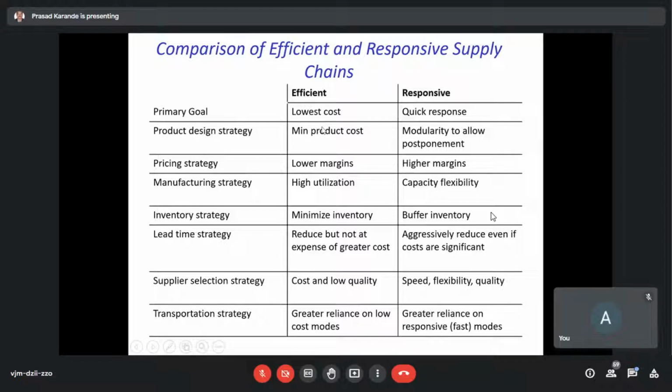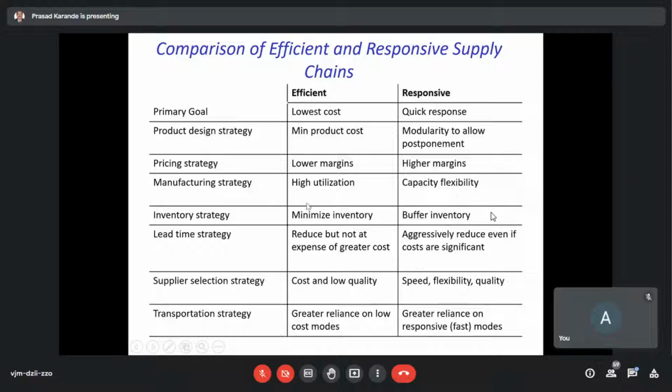Then product design strategy: minimum product cost in case of efficient, and moderate modularity to allow postponement. This is expected in responsive supply chains as far as the product design strategy is concerned. Then pricing strategy: low margins in case of efficient, and higher margins are possible in case of responsiveness. Manufacturing strategy: higher utilization in case of efficient supply chains, and capacity flexibility in the responsive ones, because यहाँ पे flexibility बहुत रहती है because of the varied customer expectations.